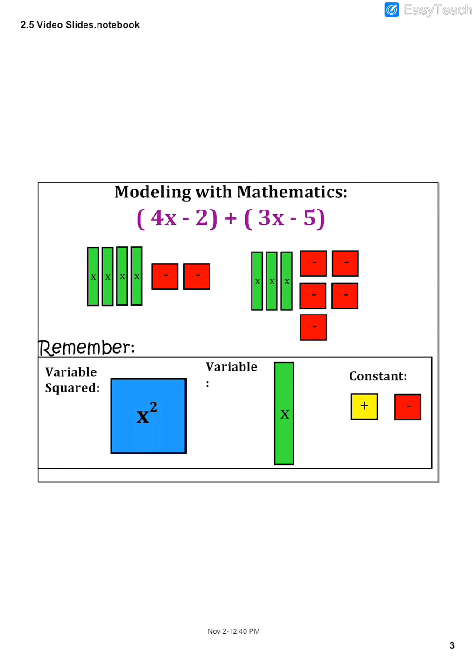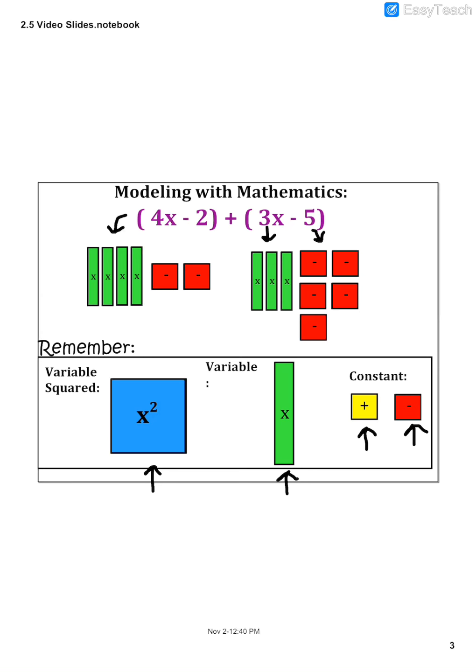So if we look at this expression, this is an example of adding polynomials. 4x minus 2 plus 3x minus 5. So if I look at what's modeled here, on the bottom, the blue square represents an x squared, the green tile represents an x, yellow chips represent a positive, and red chips represent a negative. So first I'm going to model 4x minus 2. Below, I see 4 x's, and I see 2 red chips, which represents the negative 2. For the second set of parentheses, I see 3 x's, and I see 5 red chips.